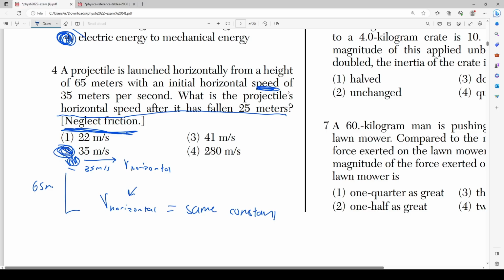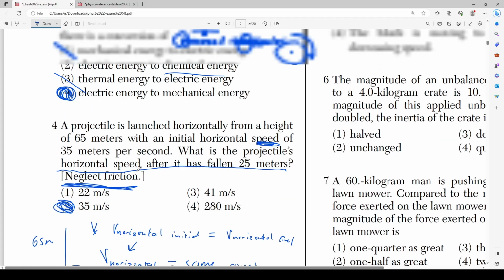This is probably one of the biggest things that they teach you in Regents physics, is that horizontal velocity stays the same. Vx, or v horizontal initial, is the same thing as v horizontal final. This only works for projectile motion, but pretty much that's the rule. It stays the same. If our initial speed was 35 meters per second, our final is going to be 35 as well.